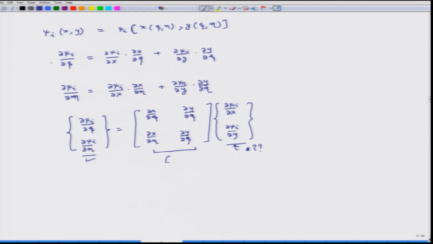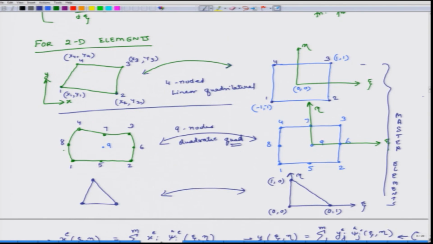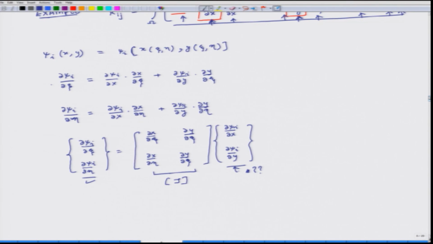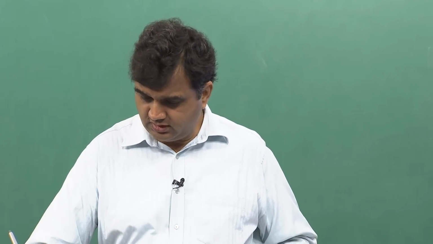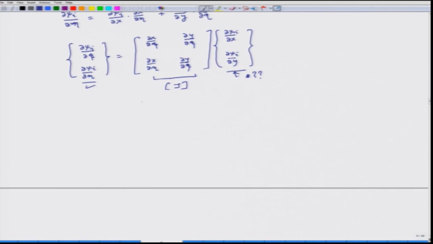This matrix is called the Jacobian matrix. So, in a one dimensional system the Jacobian was a number, in a 2 dimensional system the Jacobian is a matrix, and in a 3 dimensional system the Jacobian will still be a matrix. There we will have del x over del zeta, del y over del zeta and del z over del zeta and so on and so forth. So, the movement from 2D to 3D is still the same, we still have to deal with matrices. It is from 1D to 2D that we go from numbers to matrices. Okay.